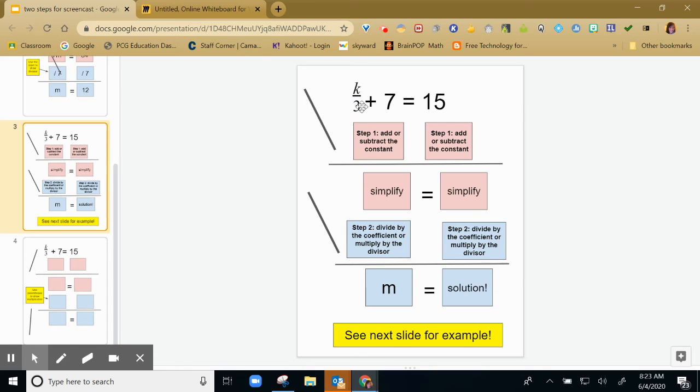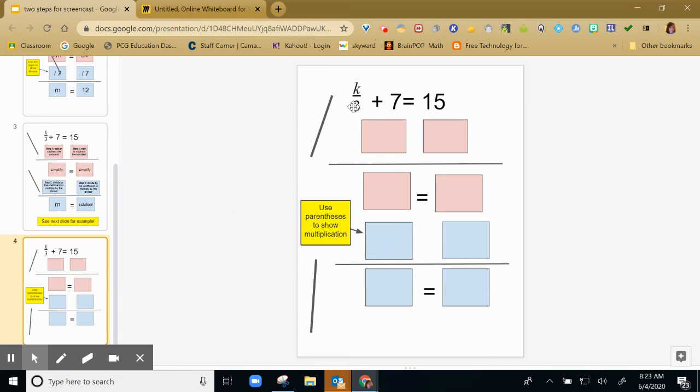In this problem, because we start with division, we have a divisor, which is 3. So we're going to need to multiply on both sides. And then we have our solution. Let's go ahead and make that happen. Okay, so I have k over 3 plus 7 equals 15. I see a plus 7 here. I need to do the opposite of that. That's the constant. Let's get rid of it by subtracting 7 on both sides.